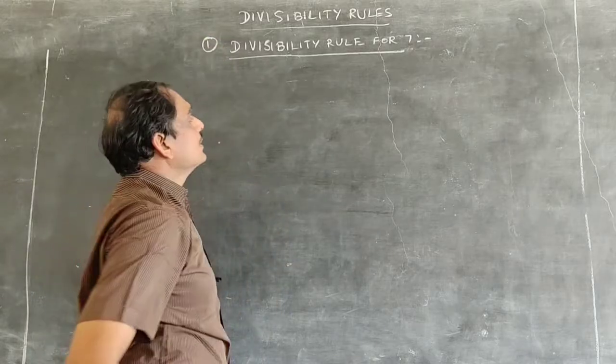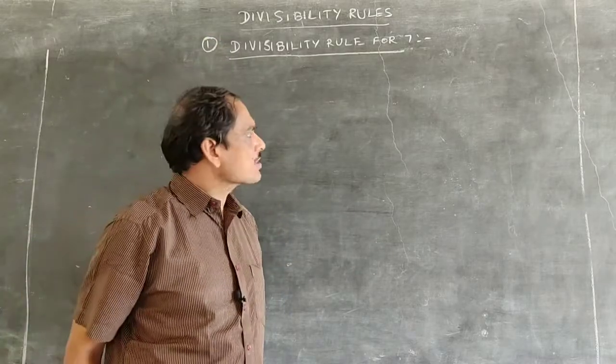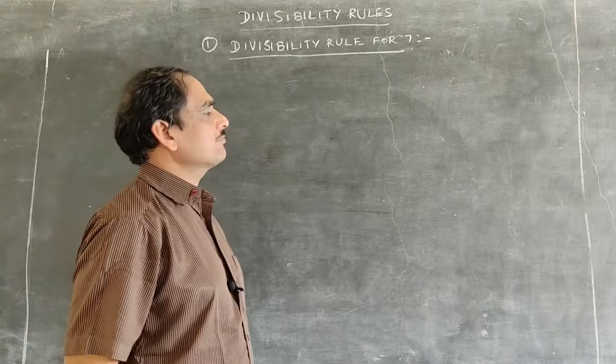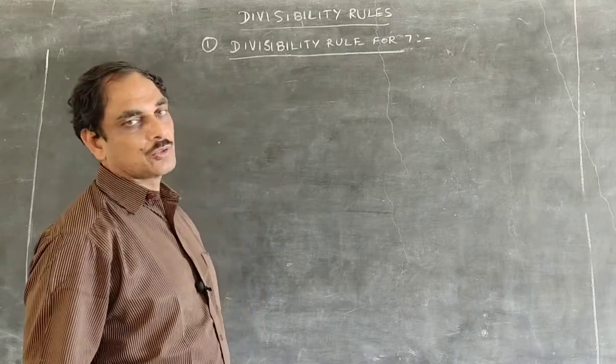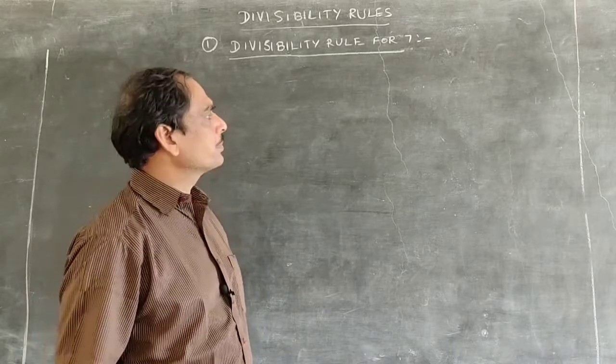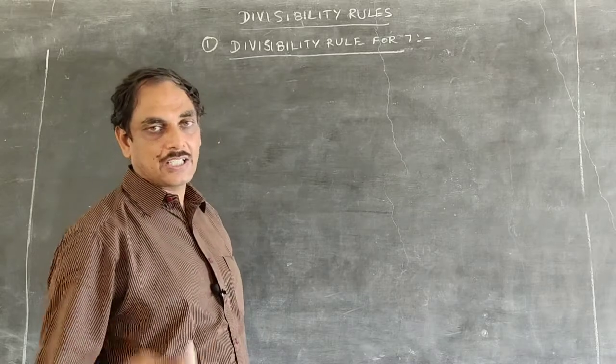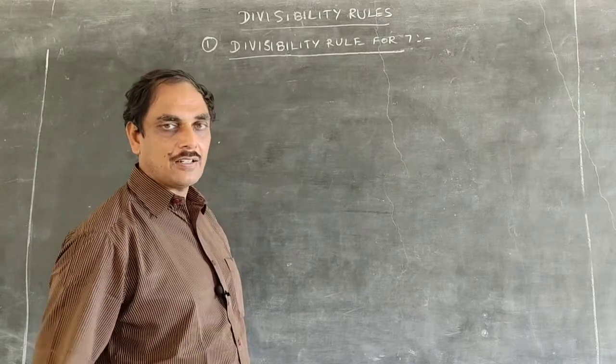This is the divisibility rule for 7. So here first we note down the rule. Next we go to examples, how we find whether a number is divisible by 7 or not.